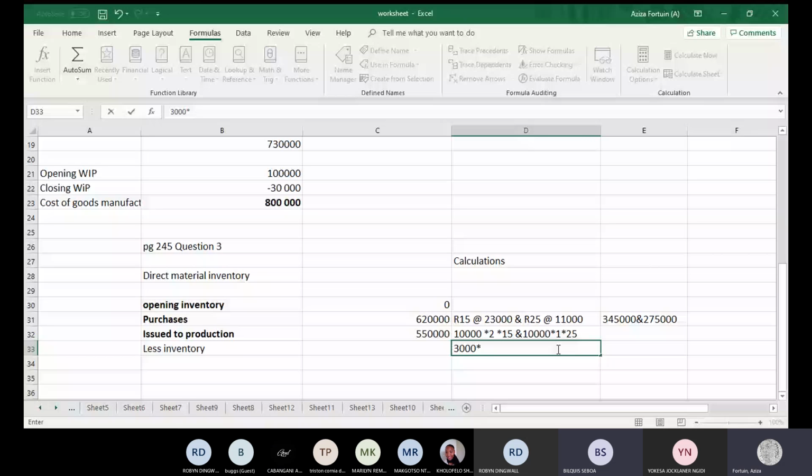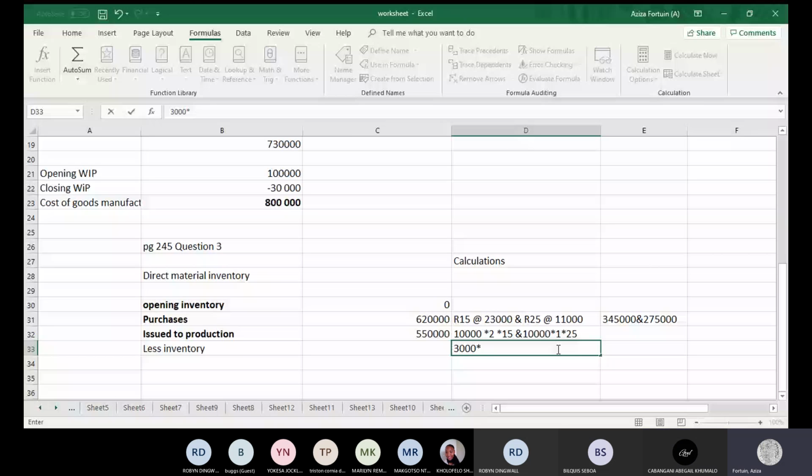Aziza, where did you get the 3,000? Robert, just explain to them where you got the 3,000. We put 10 in production and we sold 7. So you get 3,000 left.